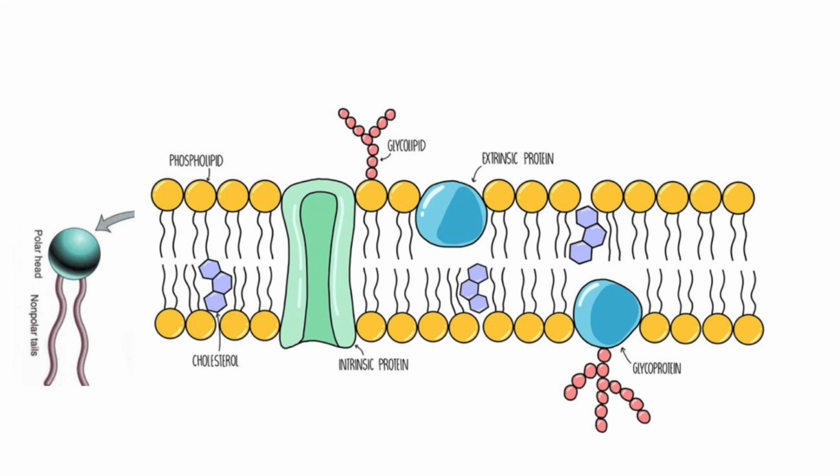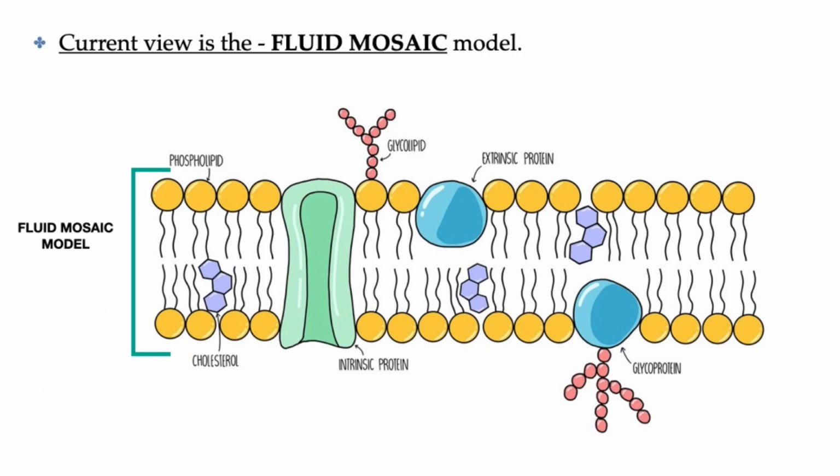Embedded throughout the plasma membrane is a lipid molecule called cholesterol. Cholesterol lends support to the membrane and helps regulate its fluidity. And speaking of fluidity, the current view of the plasma membrane is called the fluid mosaic model, which describes the membrane as both a fluid and a mosaic, obviously. But what do those words mean?